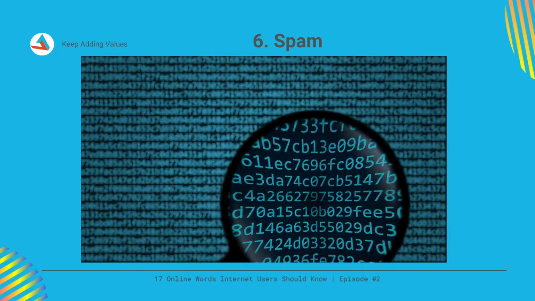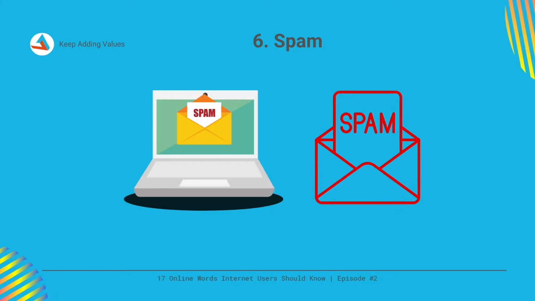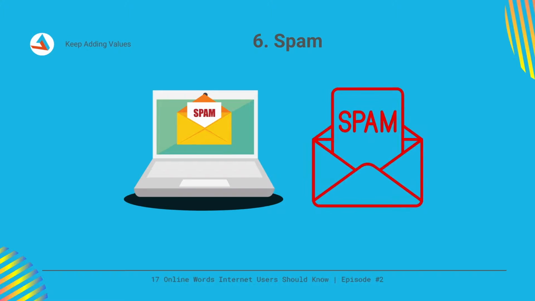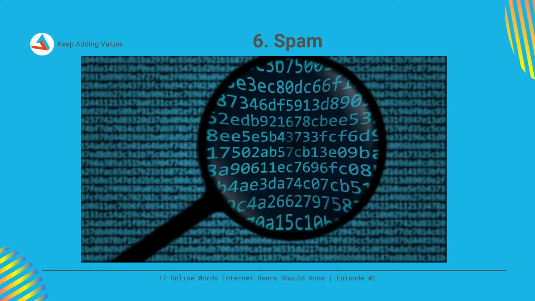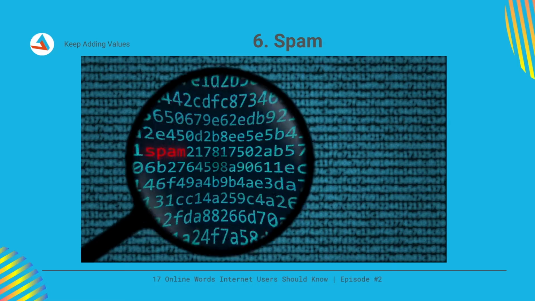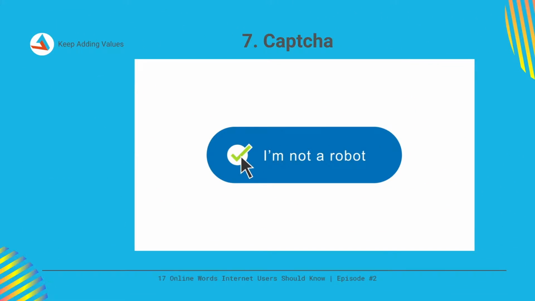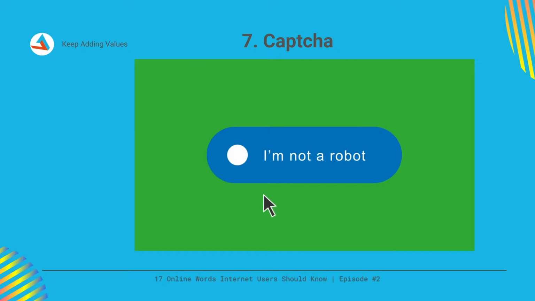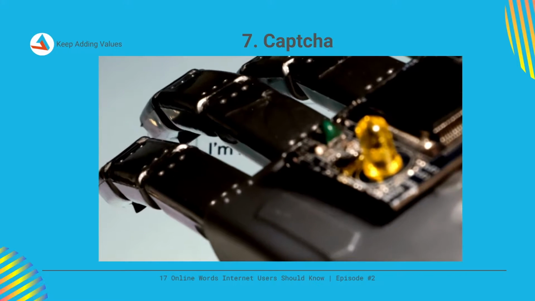It also refers to junk email or irrelevant postings to a news group or bulletin board. Spamming other people is definitely not cool and is one of the most notorious violations of internet etiquette. Number 7. CAPTCHA is a program used to verify that a human rather than a computer is entering data.